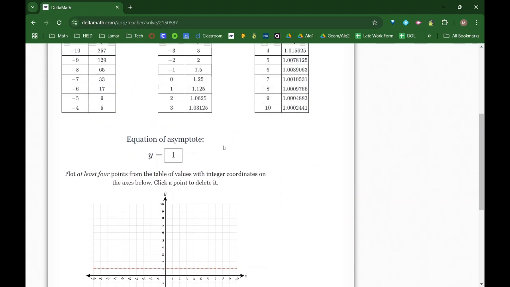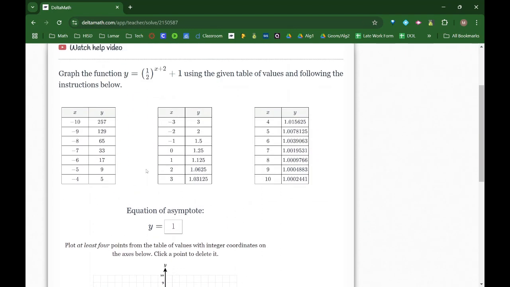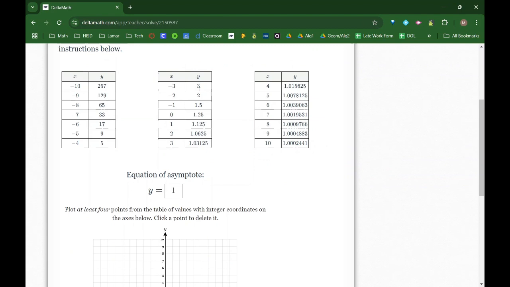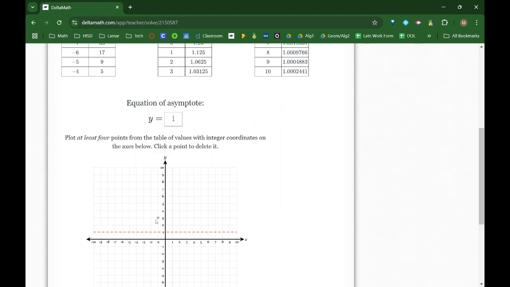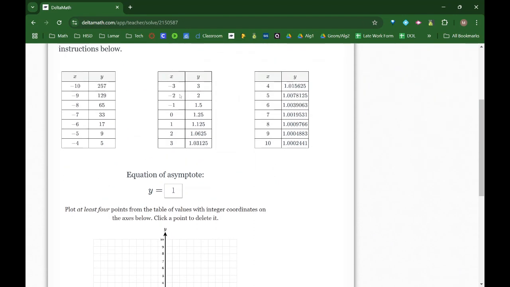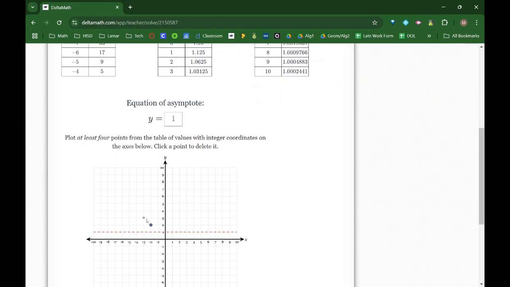Now, if we were to graph this, we would want to choose points with integer values. So I'm going to ignore all these ones with decimals. The first one I see here is -2, comma 2. So let's do that. -2, comma 2 is right here. -3, comma 3. -4, comma 5. So that's up here. And then -5, comma 9.